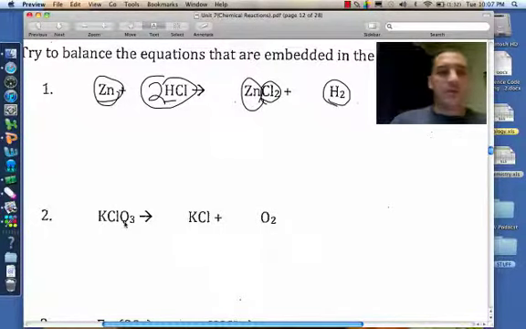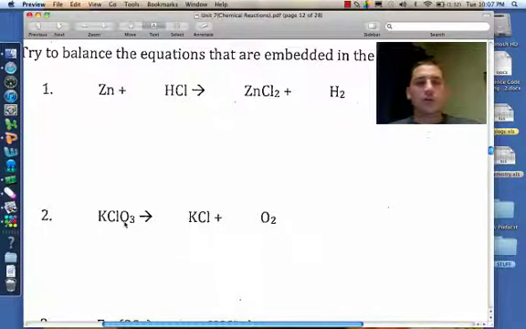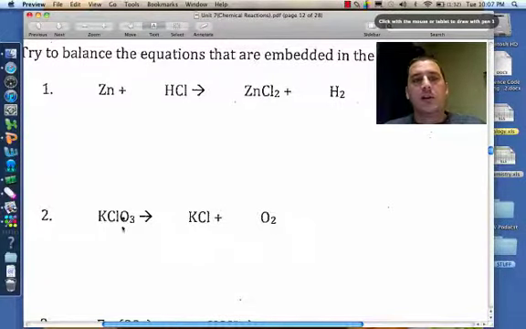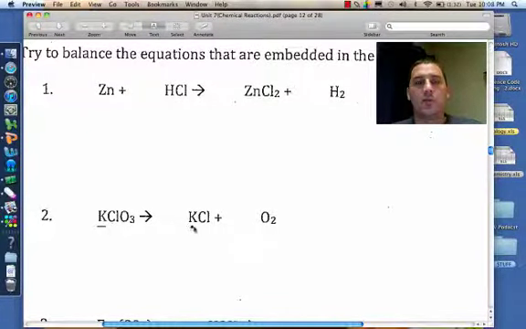So that takes us on to number 2, which is potassium chlorite yields potassium chloride plus oxygen gas. So again, let's start with the first letter and let's go through it. So we have one potassium going in. We're getting one potassium out. So far, so good. We've got one chlorine atom going in, one chlorine atom coming out. Okay? So here's where it gets a little tricky.